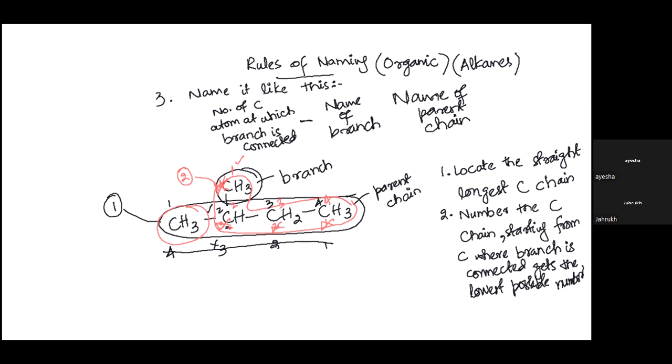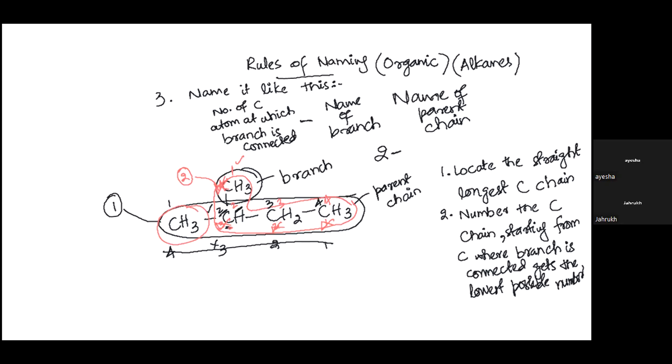Take a look. Whichever numbering we pick, whether the black or the red, the number of the carbon atom at which the branch is connected is 2 in both cases. That's the best part of it. Any kind of numbering you come up with, you're going to wind up with the exact same number, right? Then comes the dash. The dash is used to separate the letters and the numbers in organic naming.